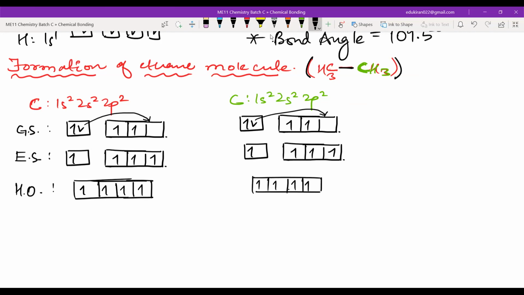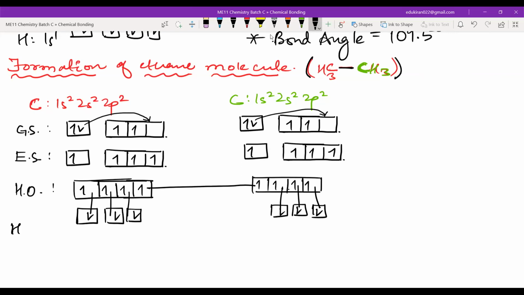Now please see, this red carbon is attached to how many hydrogens? 3 hydrogens. So this is the first hydrogen with unpaired electron, another hydrogen with unpaired electron, and another hydrogen with unpaired electron. Here also this carbon is attached to 3 hydrogens. Correct? Now see, this is the bonding that is taking place: hydrogen, carbon, hydrogen, carbon, hydrogen, and then you have a carbon-carbon bond. Then again you have carbon hydrogen, carbon hydrogen, carbon hydrogen. All of you got it?